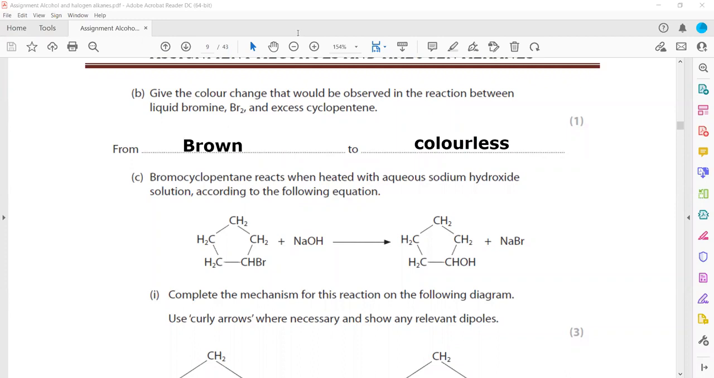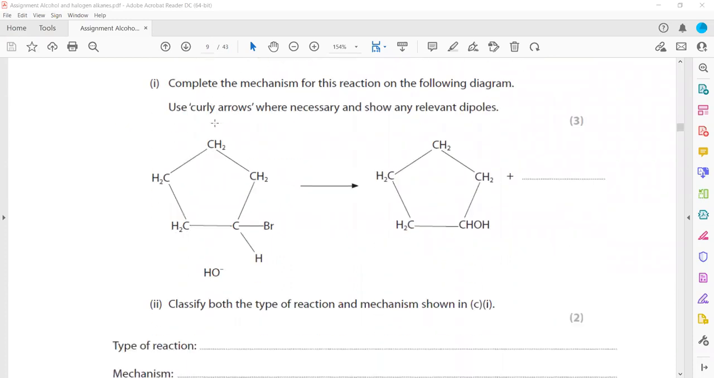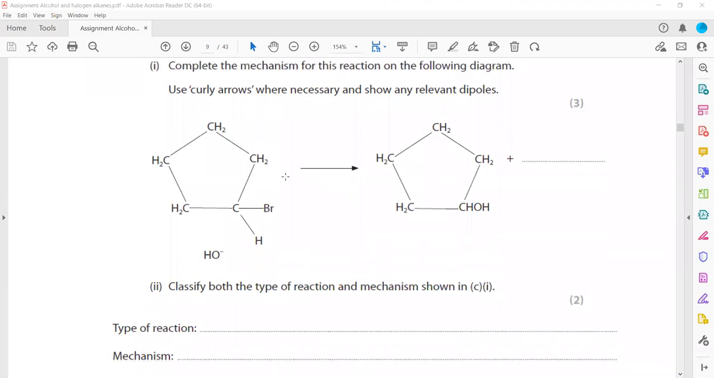Then sodium hydroxide is added. So this is a nucleophilic substitution reaction. In aqueous medium, the halogenoalkane converts into alcohol. So we have to draw an arrow to show, complete the mechanism. The type of the reaction is substitution, and the mechanism is nucleophilic.